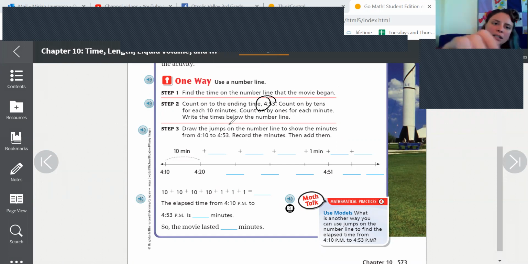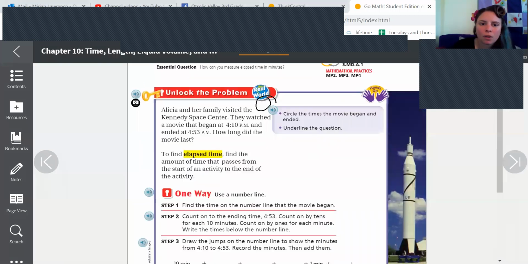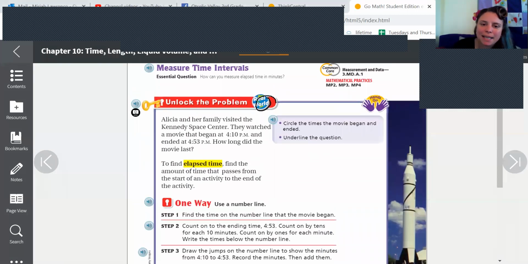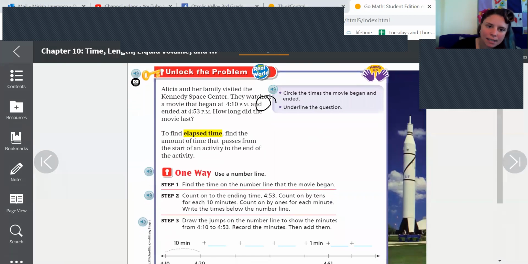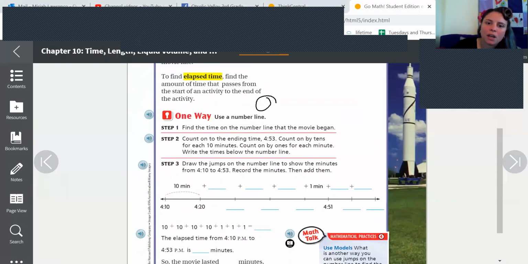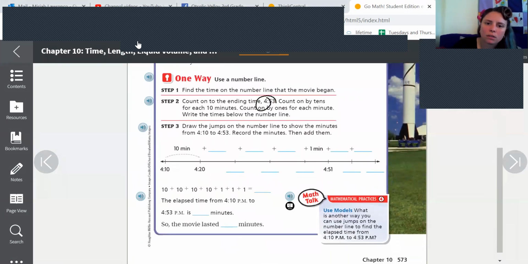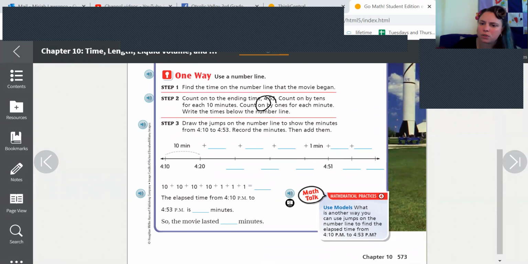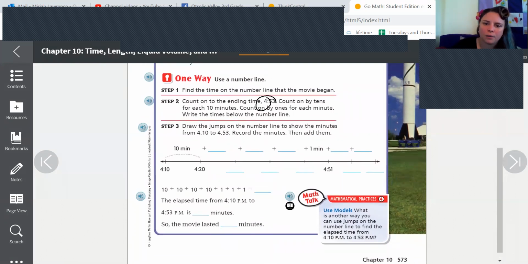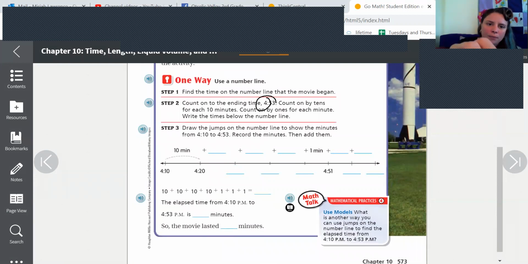So I'm gonna go back to that problem. It says the movie began at 4:10 and ended at 4:53. So you can count backwards or you can count forward, okay? So this one is having you start at 4:10 and count forward until we get to 4:53, which is over here for some reason. I know, sometimes number lines are a little bit tricky.